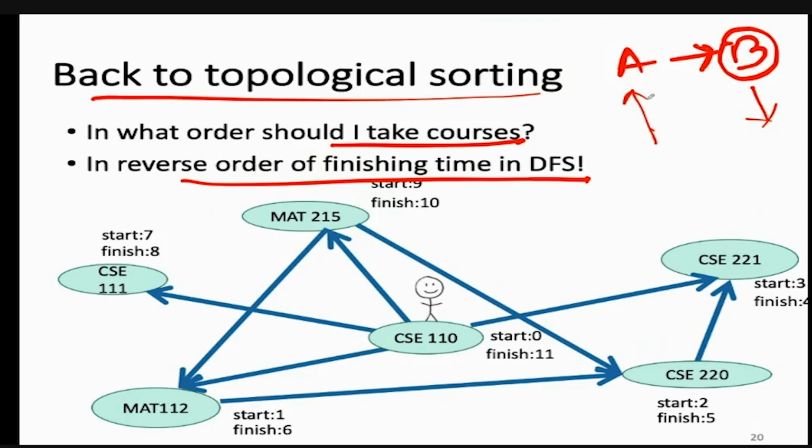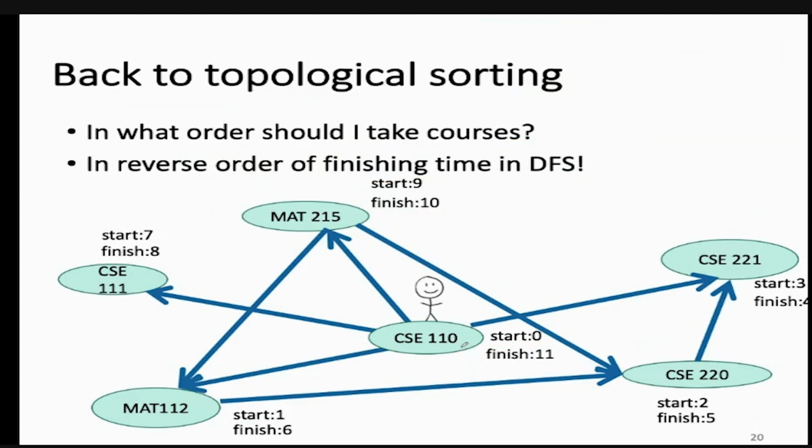So after running DFS, we have got the starting time and finishing time. What we will do is the task which has the highest finishing time first, and then the second, and the third, and the fourth, etc. In this way, CAC 110 has the highest finishing time, so we will do this first.